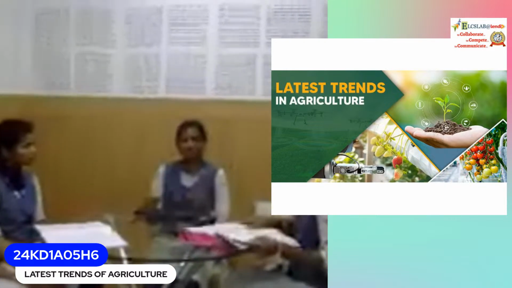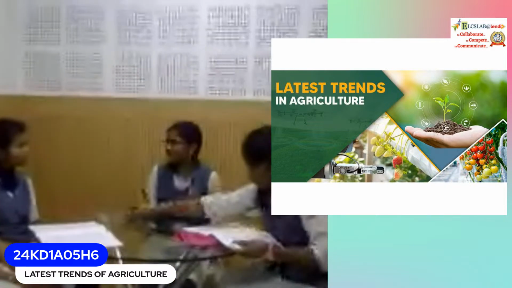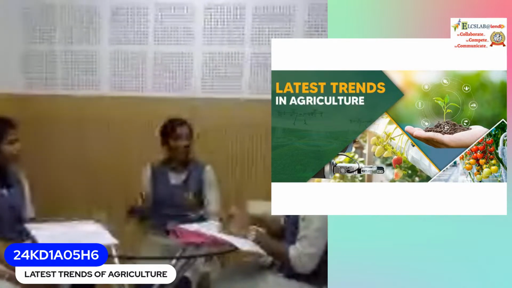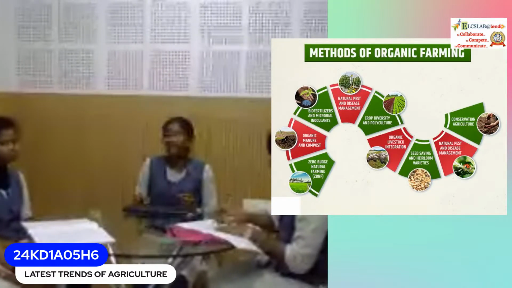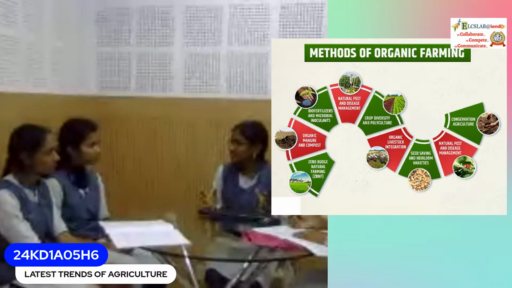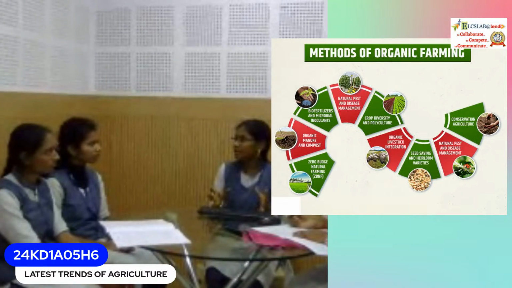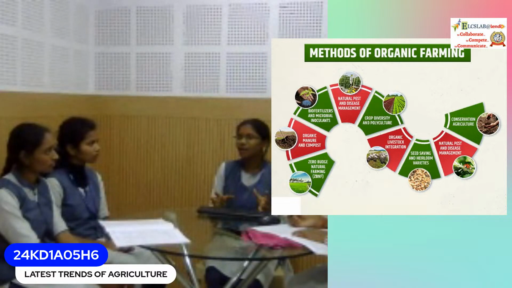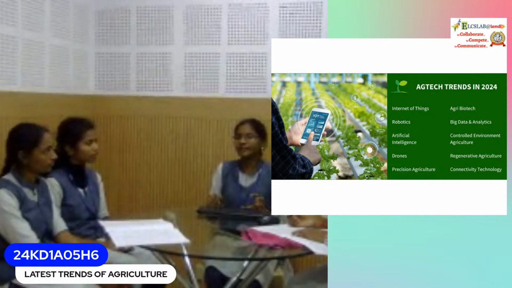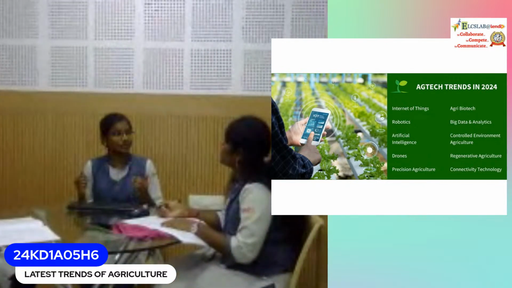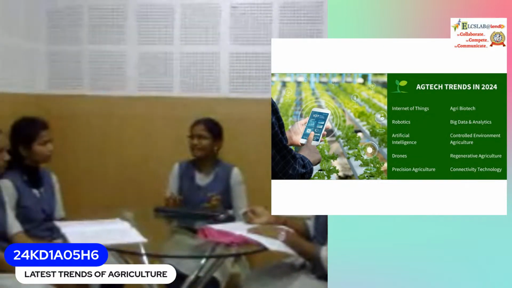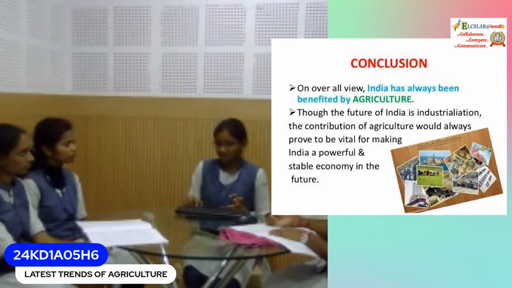Latest trends in agriculture. There are many trends we are using in agriculture. Nowadays, we are using organic farming and drone farming, and so on. Let us see some of the methods of organic farming. Organic farming uses biofertilizers, pesticides, and compost. It is also used as zero budget natural farming, and in many other ways. AgTech trends in 2024. There are many trends used in 2024. They are the Internet of Things, artificial intelligence, robotics, and biotech, and so on.